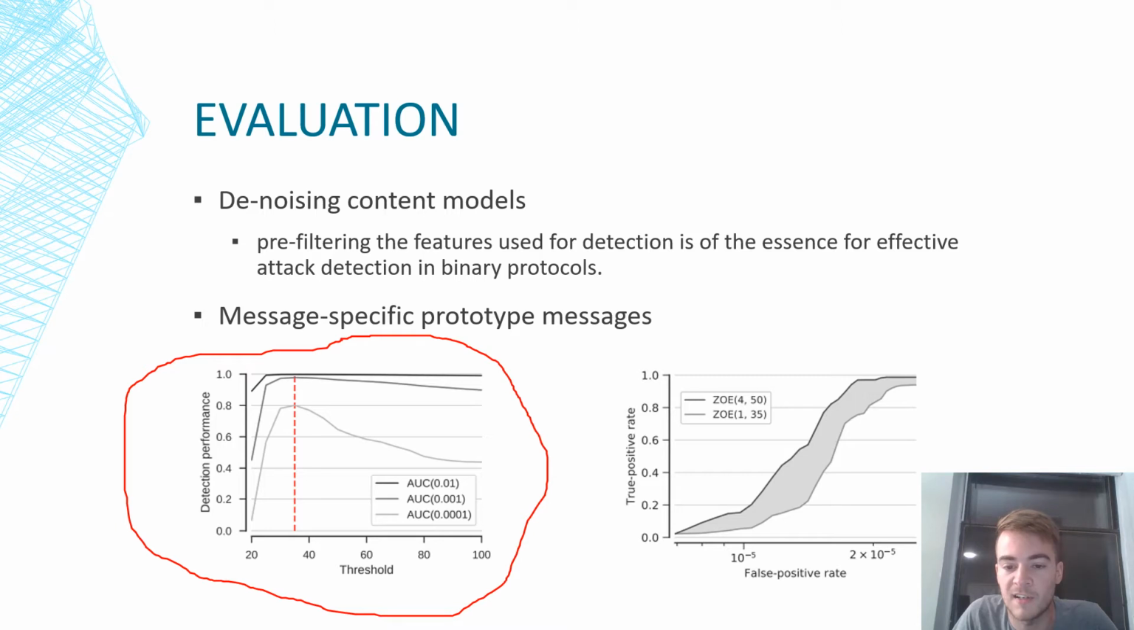So these are ROC curves, keeping in mind that the more area under the curve of an ROC model, the better. And so this curve represents an instance of ZOE when only one prototype model is used, and the one on top with the higher area under the curve is with 4 prototype models used. So this basically demonstrates that both denoising and using multiple prototype models is necessary in order to get good performance.